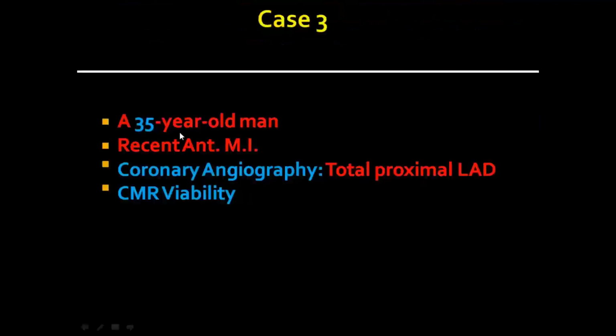This is an example of a 35-year-old man. He has a recent anterior MI, and his coronary angiography showed a total proximal LAD occlusion. This was a missed anterior MI, so it was not a primary PCI. And he was sent for CMR viability. This is a two-chamber view, as you see. You can appreciate the LV, the anterior wall is akinetic, and his ejection fraction was about 30%.